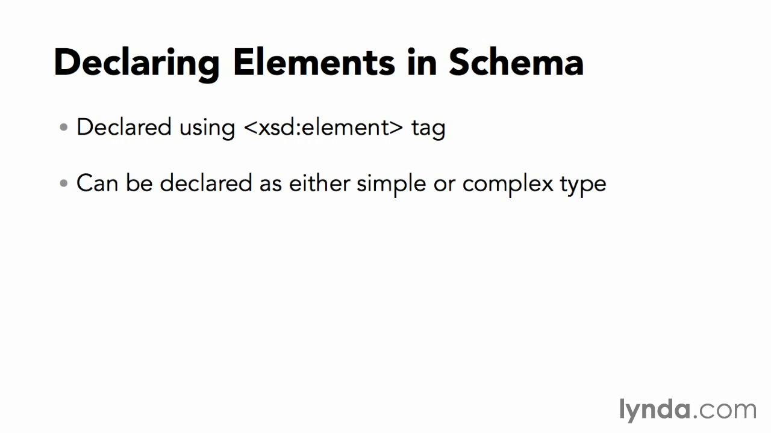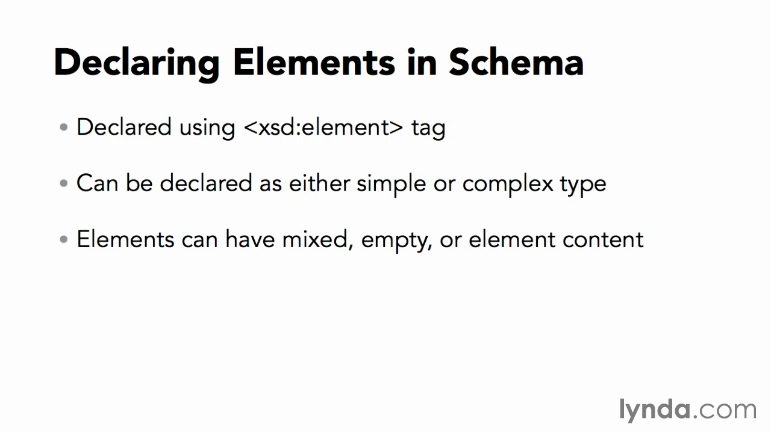At the end of the chapter, we're going to see how we can use schema to build a schema file to validate our business card example that we've been using in the course. Now, as I said earlier, elements are declared using the element tag in the schema file, and elements can be declared as having either a simple or a complex type. These types can either be built in, which means they are already defined for you by schema, or your schema file can define your own custom types, and we'll take a look at that in a little bit.